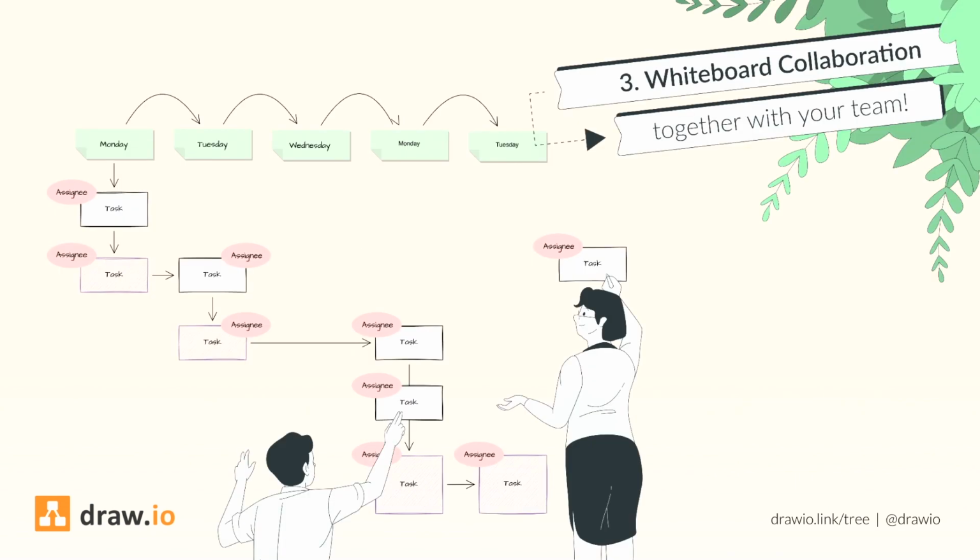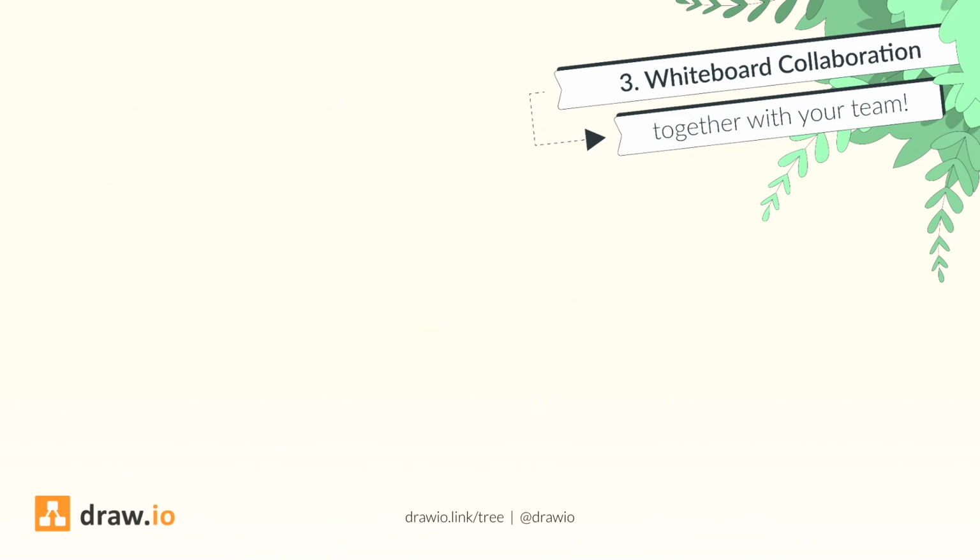The third tip is to collaborate on a whiteboard together with your team. So sometimes meetings require a more collaborative approach. For example, at the start of a new project where the team wants to brainstorm together. And Draw.io's whiteboard feature can assist in exactly those interactions. So it has many different features.